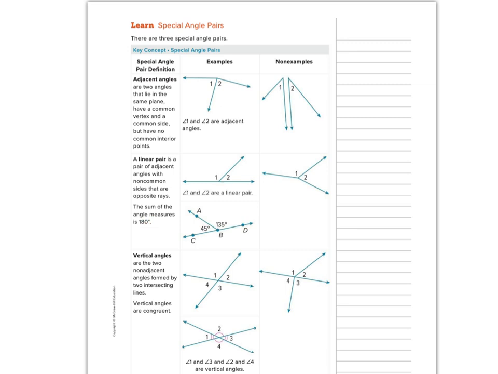Okay. And this is an example. We know that these are a linear pair because I have angle CBA, I have angle ABD. They have a common side, they have a common vertex, and when you add them together, they equal 180 degrees. So this would be another positive example of a linear pair.